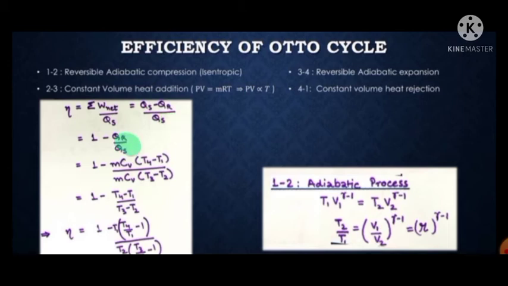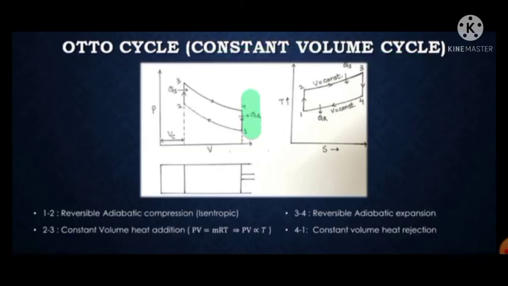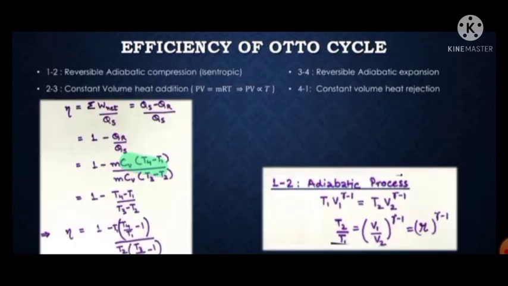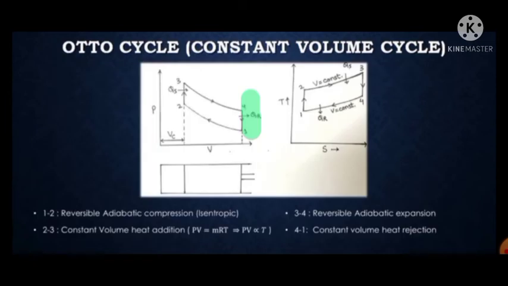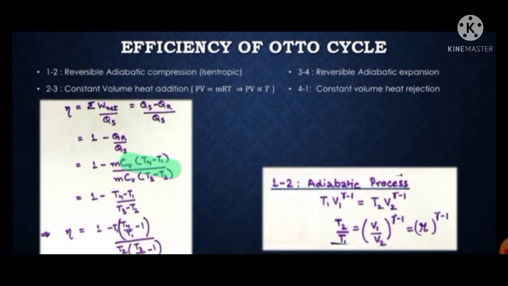As you know, QR, heat rejection, is from where? From 4 to 1. So we have written m cv (T4 minus T1) because heat rejection is done at constant volume. Similarly, heat supplied is from where? From 2 to 3. So we have written m cv (T3 minus T2). Cancelling out m cv, the equation becomes 1 minus (T4 minus T1) upon (T3 minus T2). Taking out T1, in bracket it's T4 by T1 minus 1, and taking out T2, in bracket it is T3 by T2 minus 1.